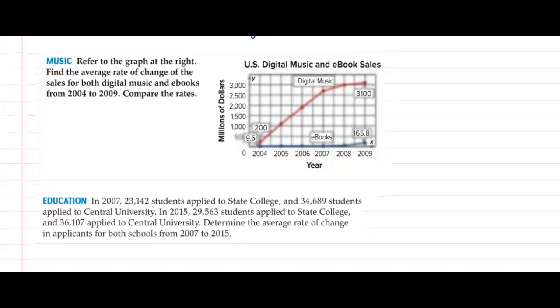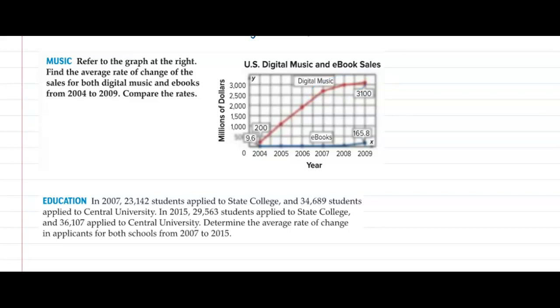But the lines that we look at in the information that we're using won't always be straight linear lines. Sometimes, like in this next example, when we're talking about digital music and ebook sales, the line curves. Do you see this little curve towards the end? It looks like it kind of bends or curves. When that happens, we're not talking about a constant rate of change.